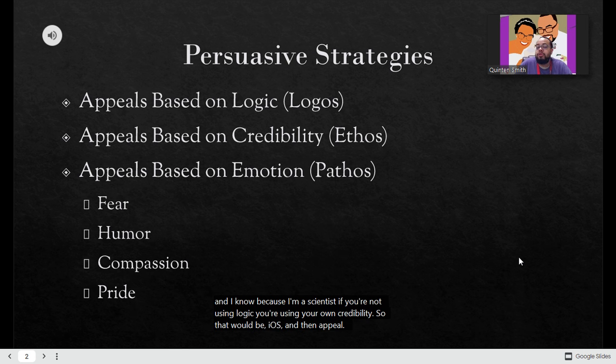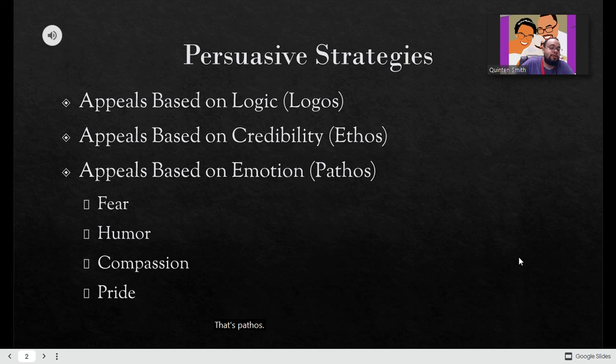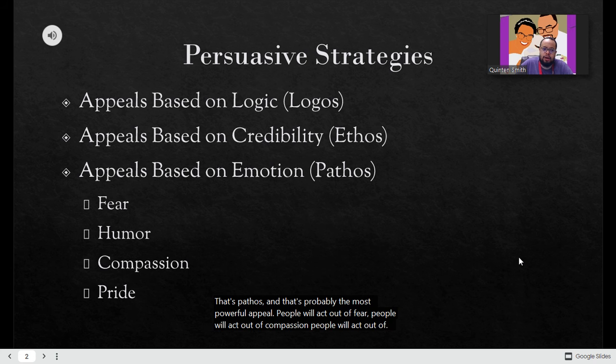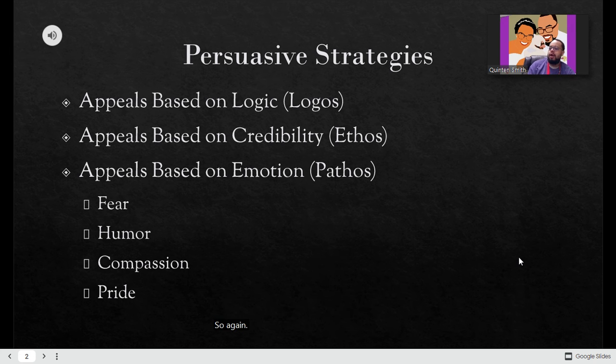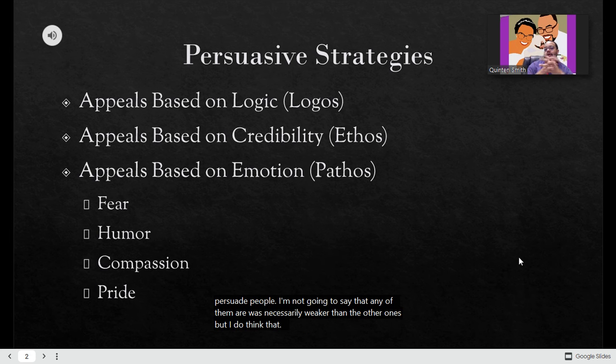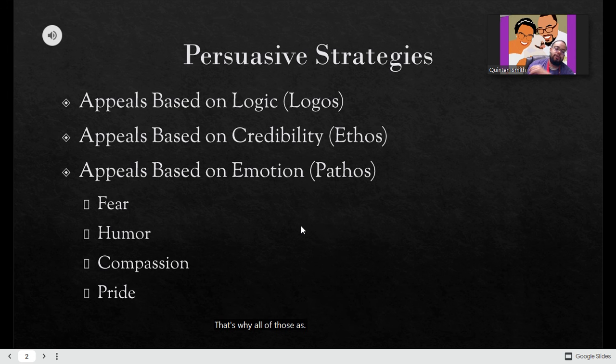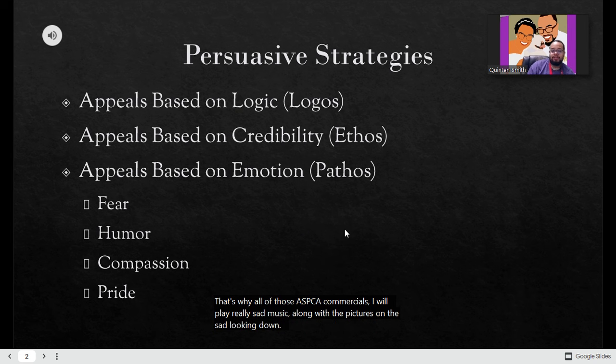And then appeals based on emotion, that's pathos, and that's probably the most powerful appeal. People will act out of fear. People will act out of compassion. People will act out of anger, which I think that we have seen in the last year specifically. So again, all of these are very, very powerful ways to persuade people. I'm not going to say that any of them are necessarily weaker than the other ones, but I do think that pathos is probably the strongest type of appeal that you can get. That's why all of those ASPCA commercials will play really sad music, along with the pictures of the sad-looking dogs and cats.